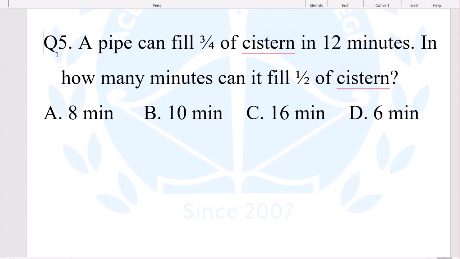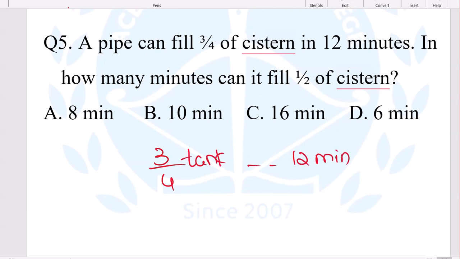A pipe can fill 3 by 4th of the tank in 12 minutes. How much time will it take for half of the tank is the question. It will be 8 minutes. Right. Good. So for 3 by 4th, 12 minutes. For half they're asking.